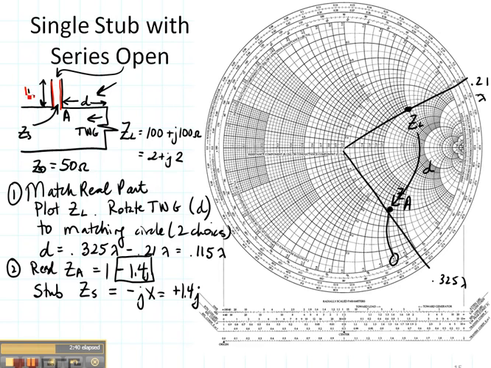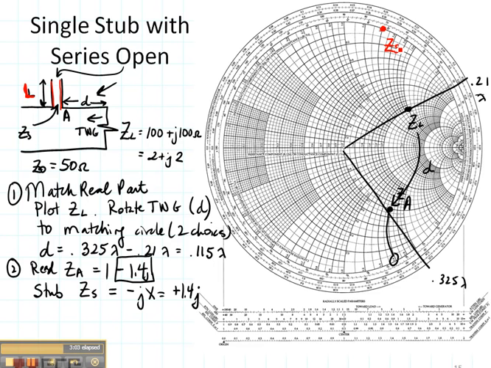So when I define L, I'm going to be doing that out here. So let's draw where ZS is. ZS has a real part of 0, so it's around the outside, and it has an imaginary part of plus j1.4. That means it's above the line. It's right here. This is the ZS value.